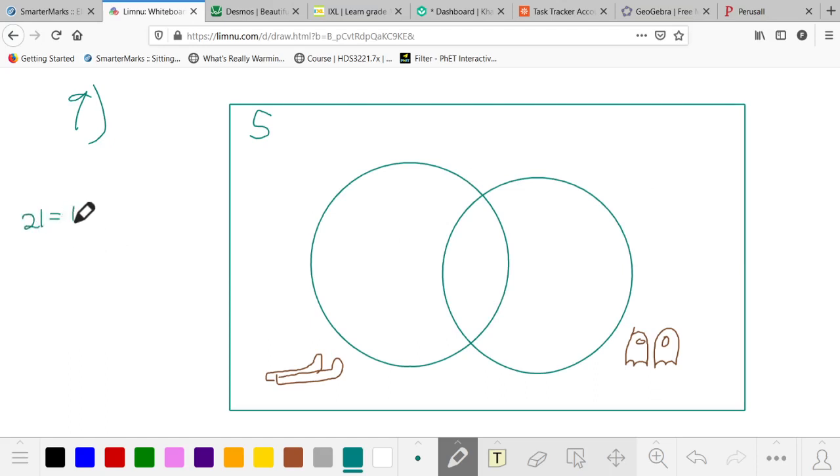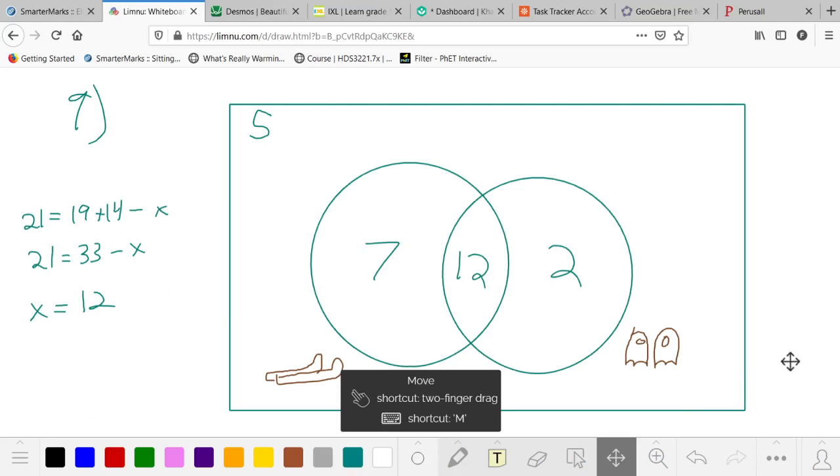So 21 is 19 plus 14 minus, we'll call it X for the number of overlap in the middle. So we have 21 is 33 minus X, or X is 12. So 12 people like both, which means 7 like to ski but not swim, and 2 like to swim but not ski. So this completes this Venn diagram, and the problem was just to find out how many people like to ski and swim. So technically our problem was done as soon as we hit the 12 before we got to the 7 and the 2.